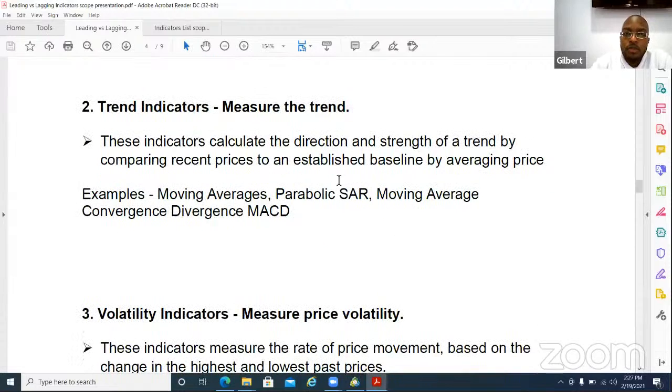Number 2, or the second type of indicators, are trend indicators. And trend indicators, what we use them for is to measure the trend. So we want to know what kind of trend we are in. Are we in an uptrend? Are we in a downtrend? Are we in a ranging market or a ranging trend? Because your knowledge of the trend will influence the decisions that you make.